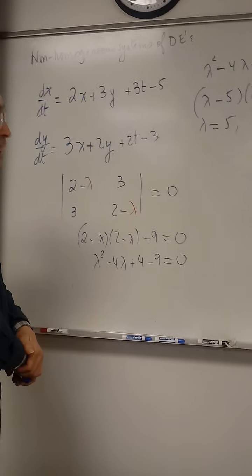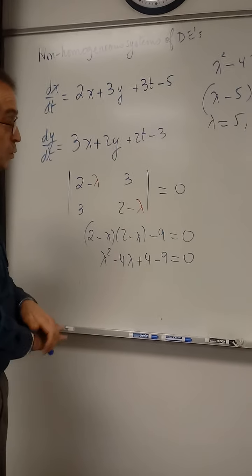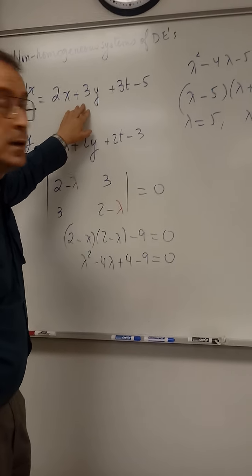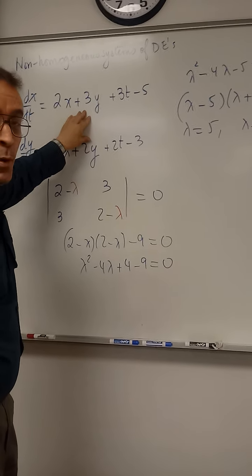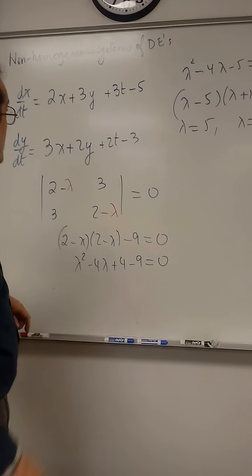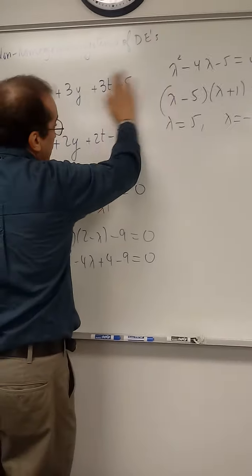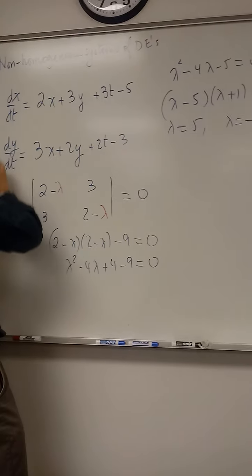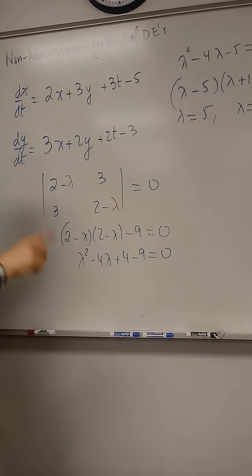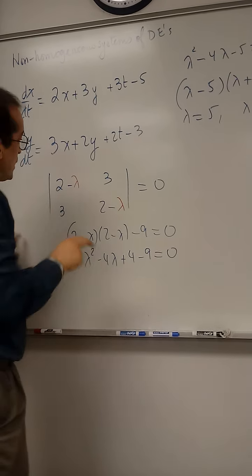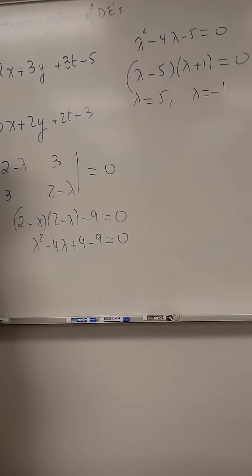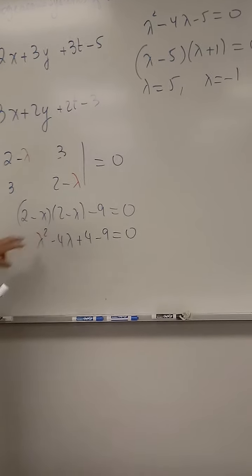Well, we're actually done with the particular integral, we're done with the problem, but they didn't ask us to solve for the complementary function. As a bonus, let's solve for it. So you remove 3t minus 5 and 2t minus 3 and you solve the rest. The coefficient matrix is 2, 3, 3, 2. The characteristic equation is 2 minus lambda, 3, 3, 2 minus lambda, set equal to 0.